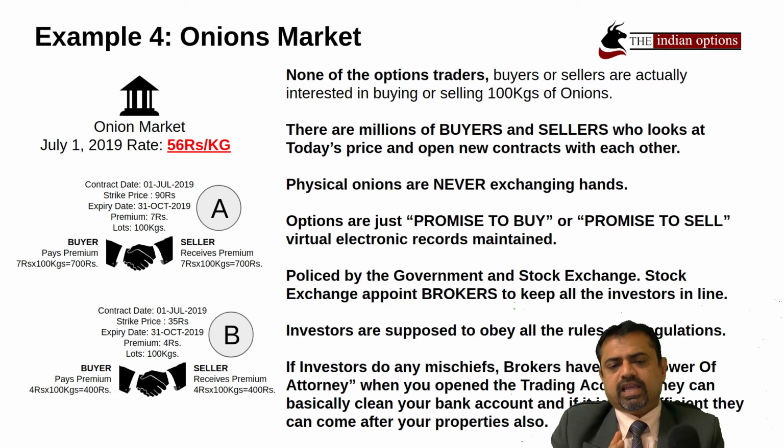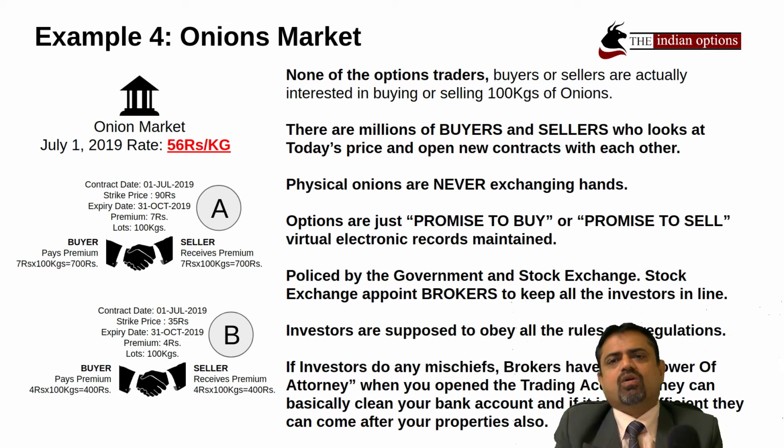What the buyer is saying is that I will buy the onions at 90 rupees in October, because he is thinking the price is going to increase for sure, and for that he is ready to pay 7 rupees premium. Multiplied by 100 kgs, it is 700 rupees. The seller is thinking that the price might not go to 90. It might increase from 56 to maybe 70, 75, but it might not go to 90.